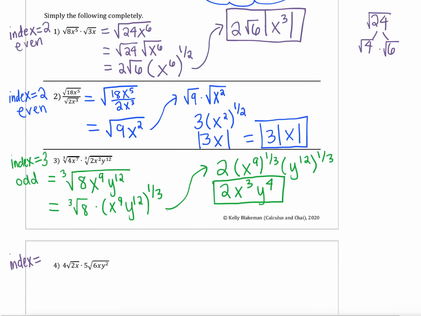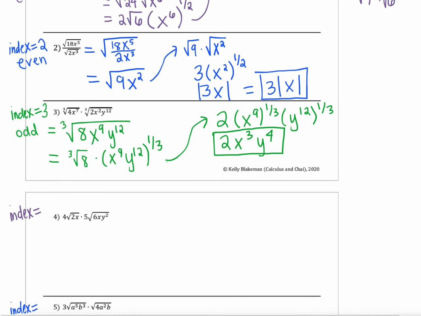Okay, let's look at our 4th example. Here we're going to start to see a little bit more steps getting layered in. So in example 4, we have 4 times the square root of 2x times 5 times the square root of 6xy squared. Why don't you guys pause the video right now and determine what your index is.